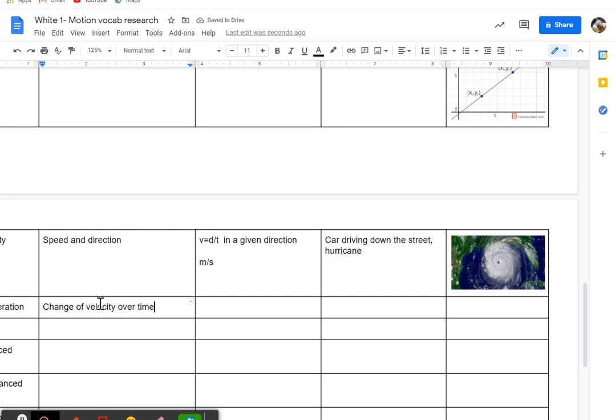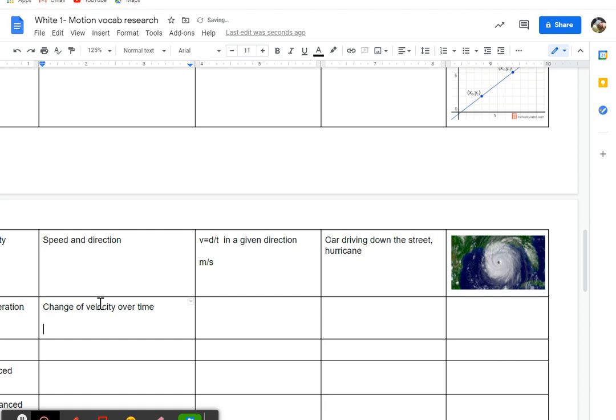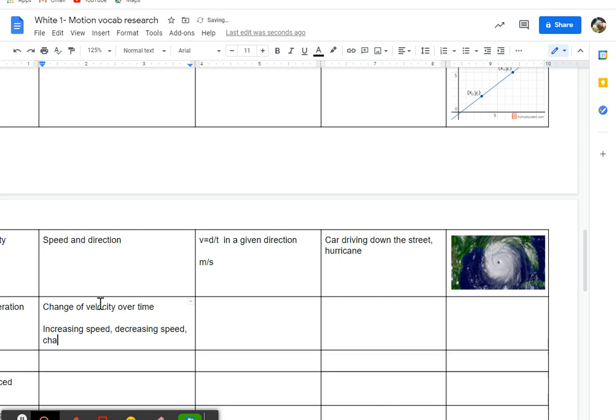So it's not always an increase because acceleration could actually be a decrease as well. Acceleration is also changing direction. So let's actually add that in there. This is something you guys probably would not have found in your definition, so make sure you add this. So increasing speed, decreasing speed, and changing direction.